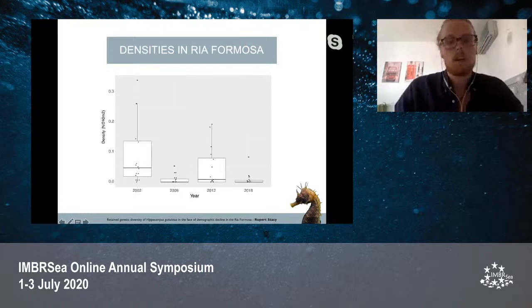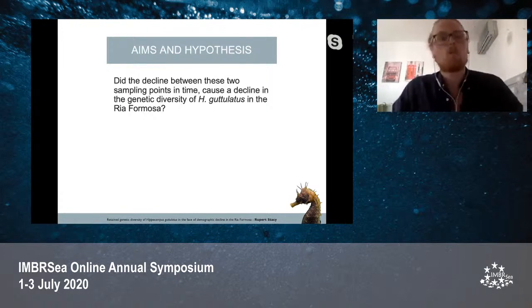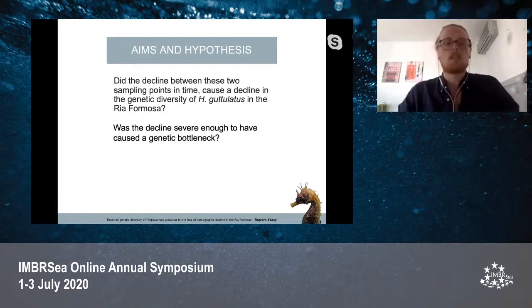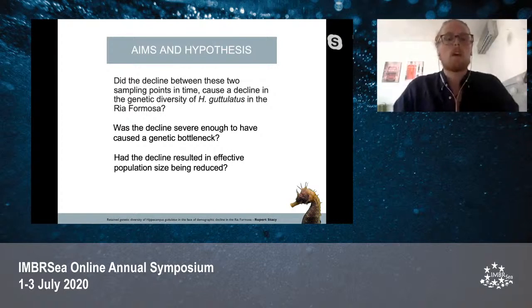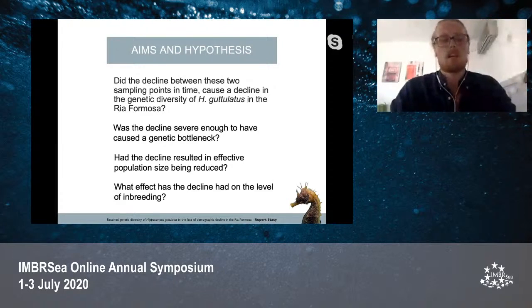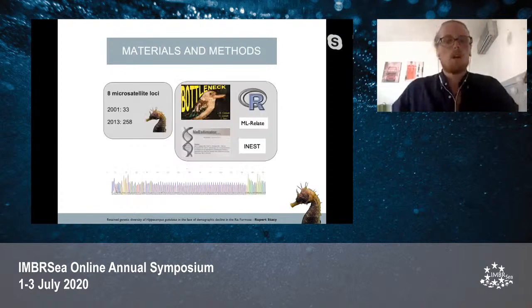Which brings me to my aims and hypothesis. We used samples collected in both 2001 and 2013 to answer the following questions. Did the decline reported in 2008 cause a reduction in the genetic diversity of Hippocampus guttulatus in the Ria Formosa? Was the decline severe enough to have caused a genetic bottleneck? Had the decline resulted in the effective population size being reduced? And what effect had the decline had on the level of inbreeding in the population?